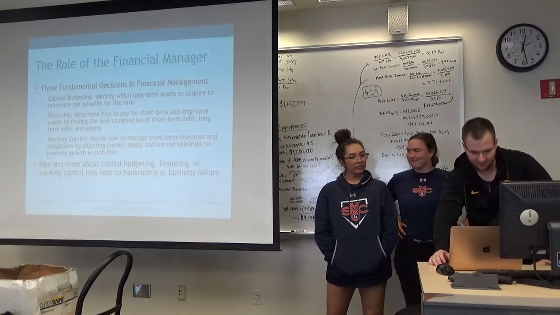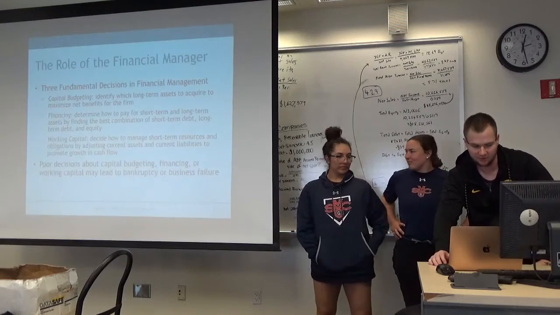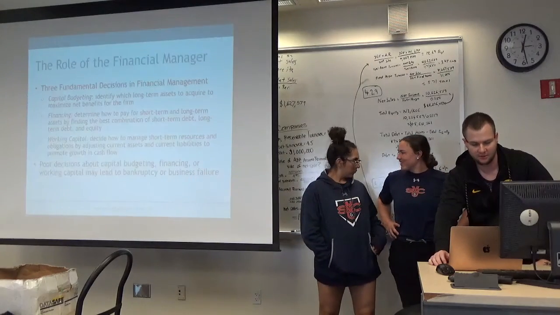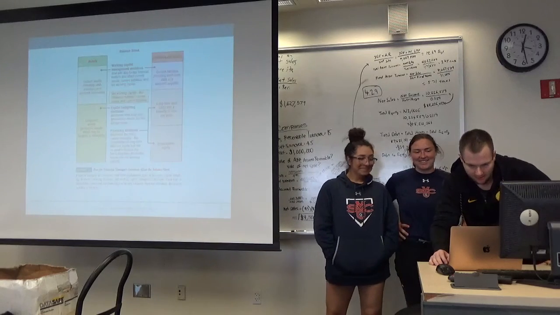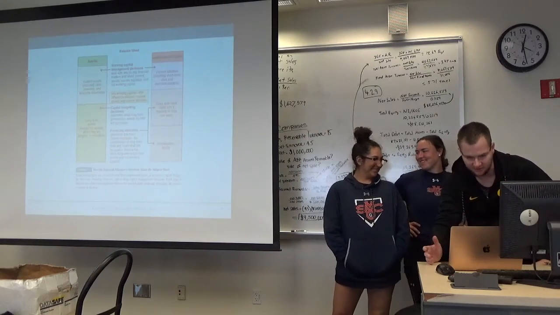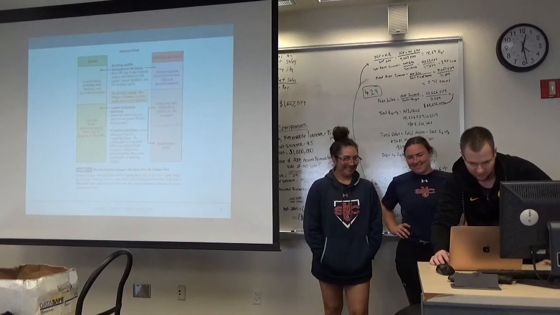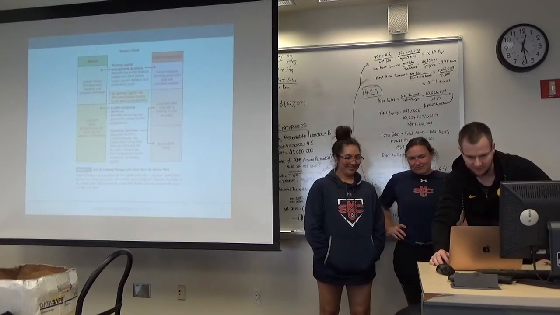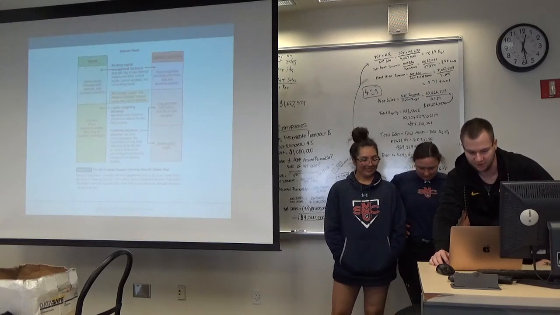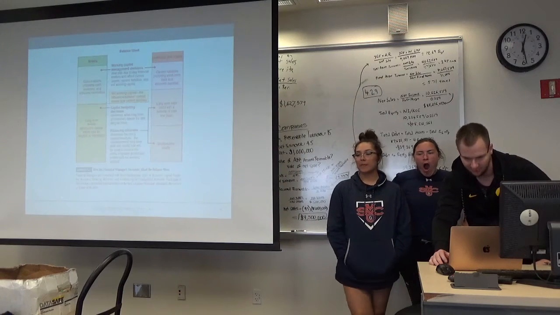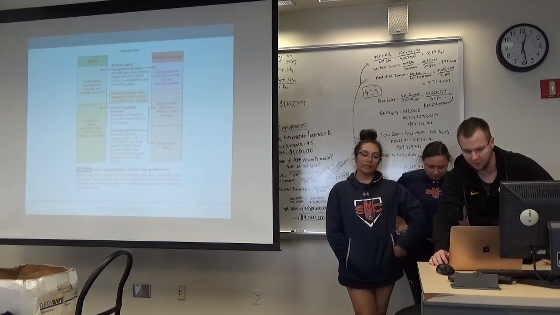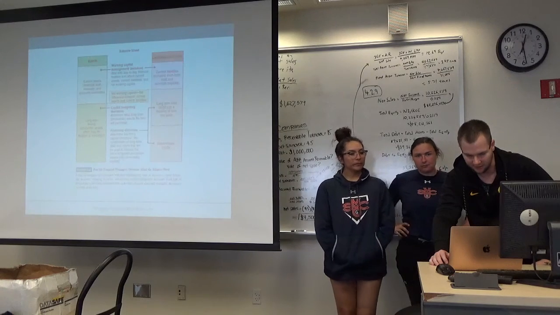There are 3 fundamental decisions in financial management: capital budgeting, financing, and working capital. And this is the balance sheet. It shows working capital within management decisions, the capital budgeting decisions, and financing decisions, both within the long-term debt and the stockholders' equity.